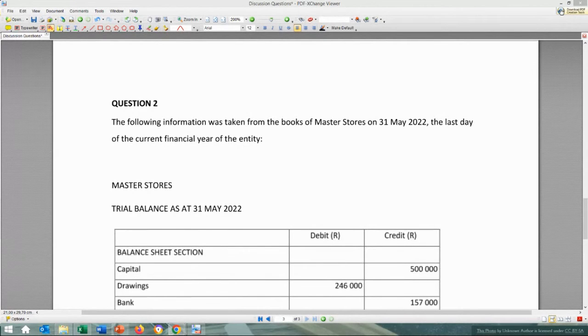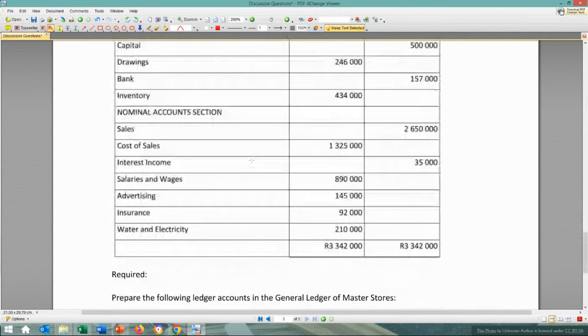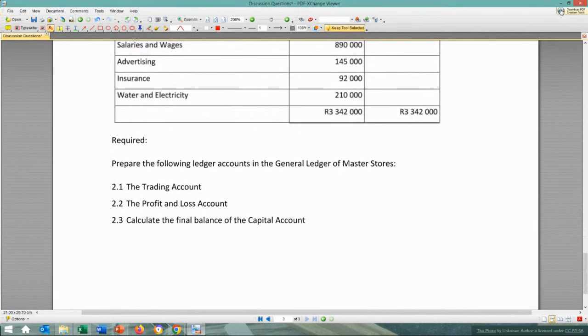Okay, so we are going to work through a question which specifically focuses on our year-end procedures. Our first step is to see what is required. They ask you to prepare the following ledger accounts, so these are our T accounts that we have to complete: the general ledger accounts. They ask for the trading account, the profit and loss account, and then to calculate the final balance of our capital account.